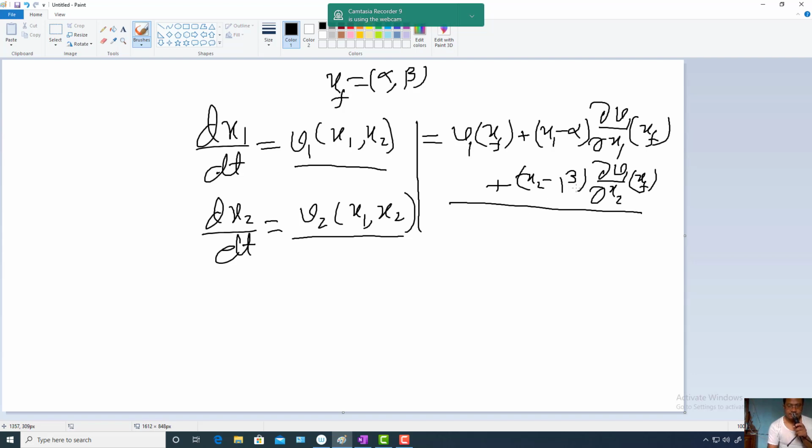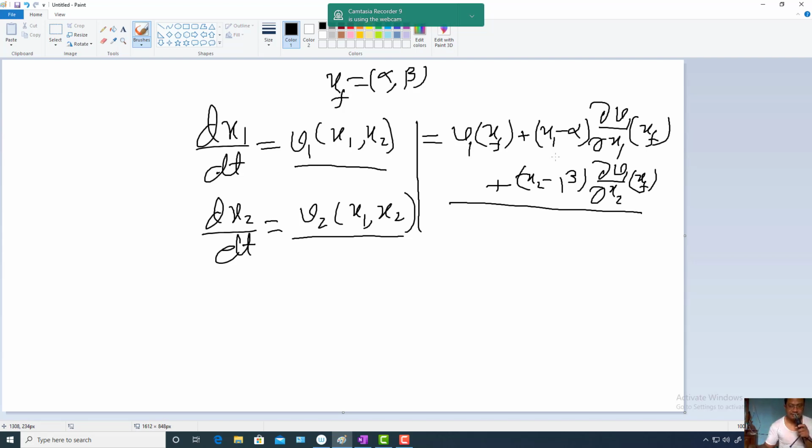The reason we are neglecting the second degree terms is that they are very small quantities, because you are expanding about the neighborhood of the point (alpha, beta). That means x2 minus beta is a very small number, and x1 minus alpha is also a very small number. So if you keep on squaring, cubing like that, they keep decreasing, becoming very, very small.